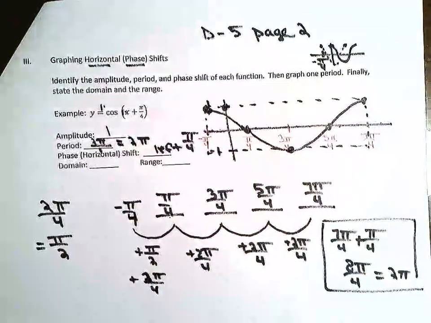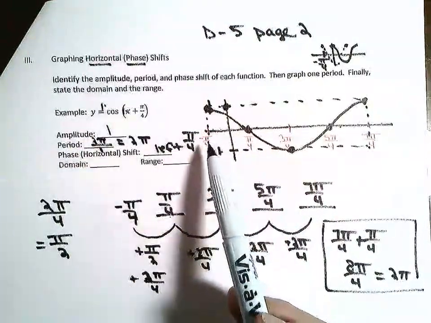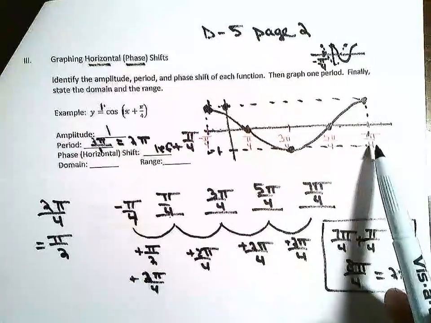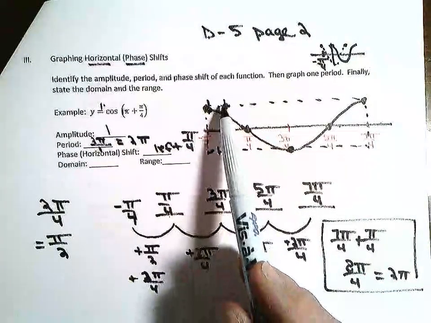And as always, I do recommend that you check that on your graphing calculator. When you put the function in, for your x min you'll put in negative pi over 4, x max 7 pi over 4, y min -1, y max 1.